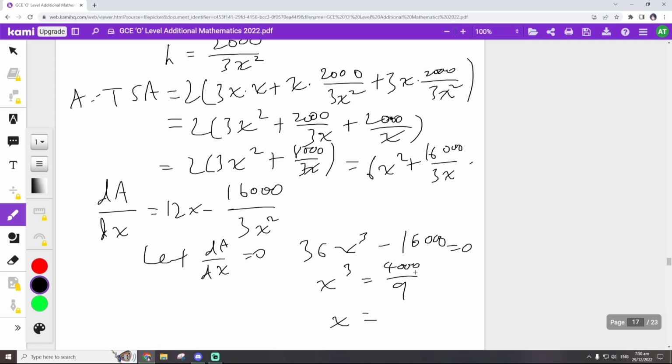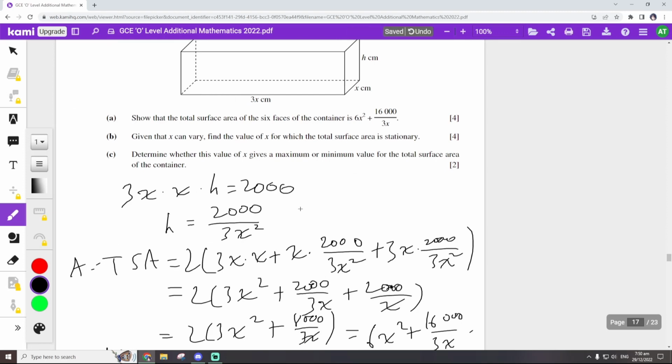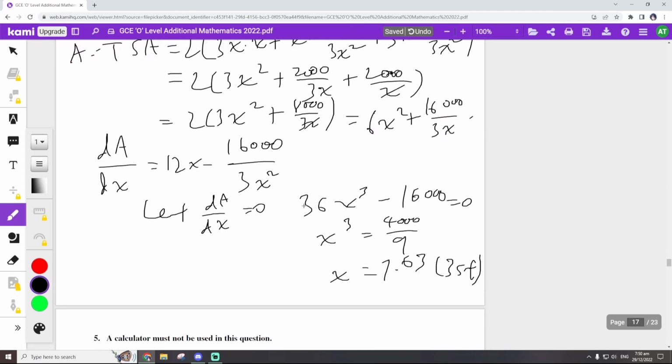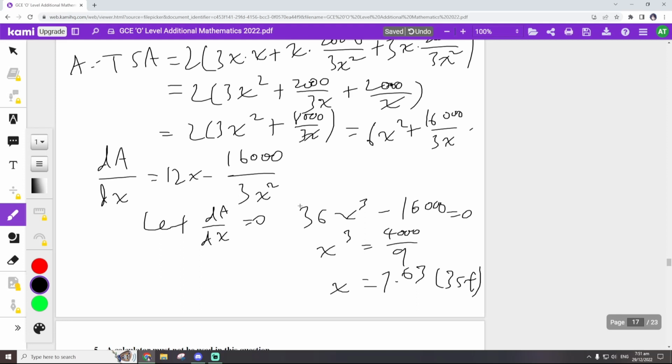And the value of x you're going to get is 7.63 (3SF). Okay? Determine whether this value of x gives a maximum or minimum value. For this, we can consider d²A/dx², which is 12 minus, plus.